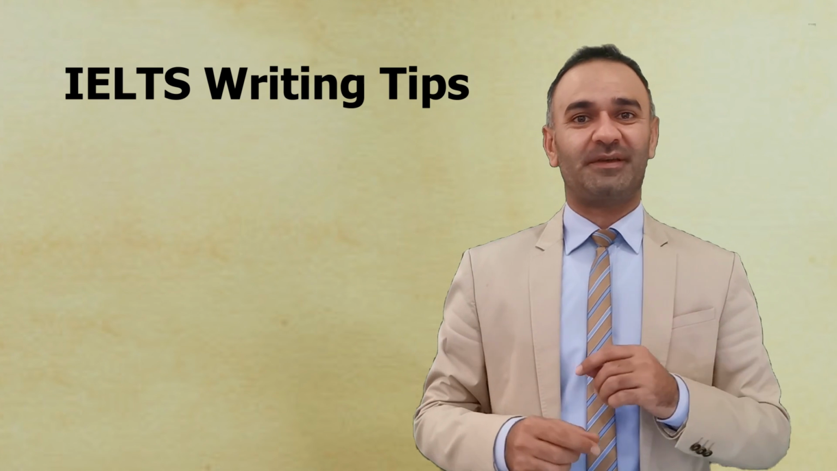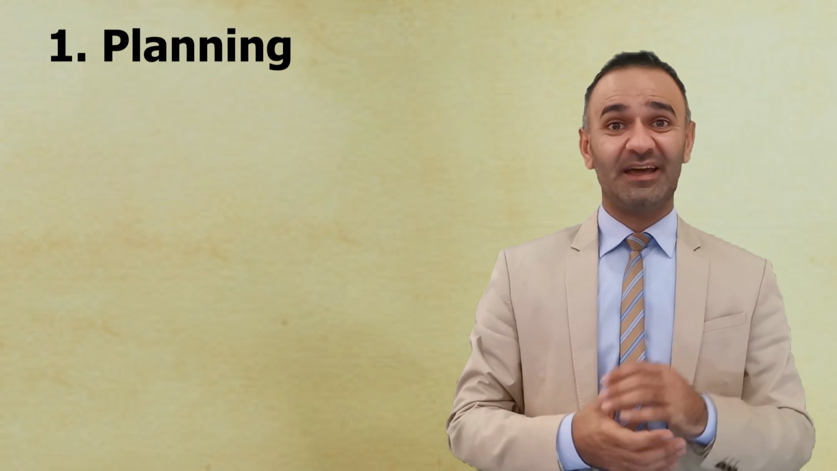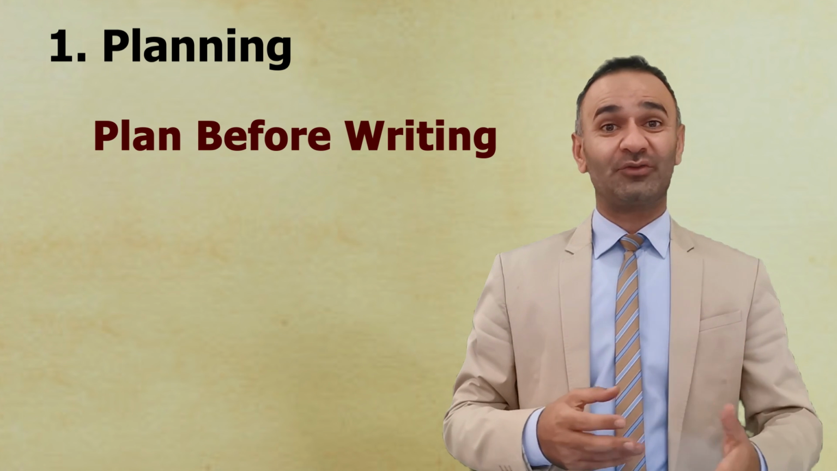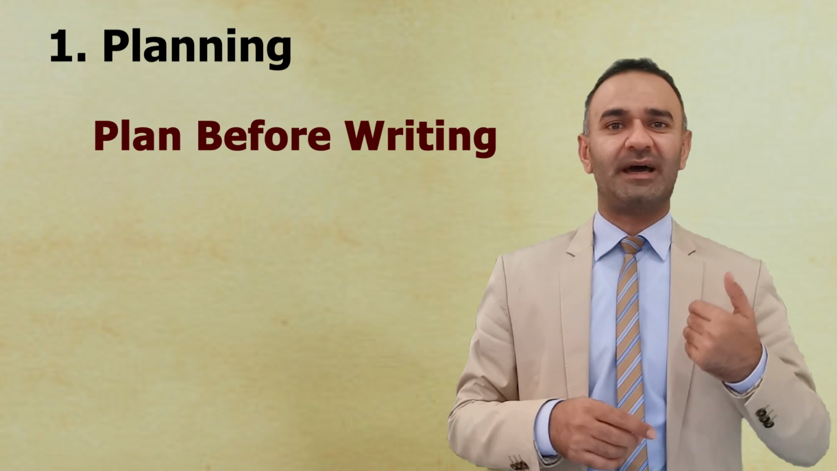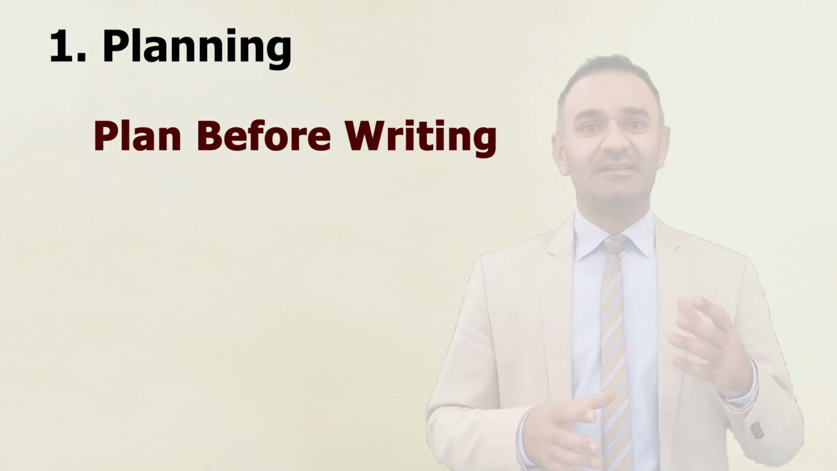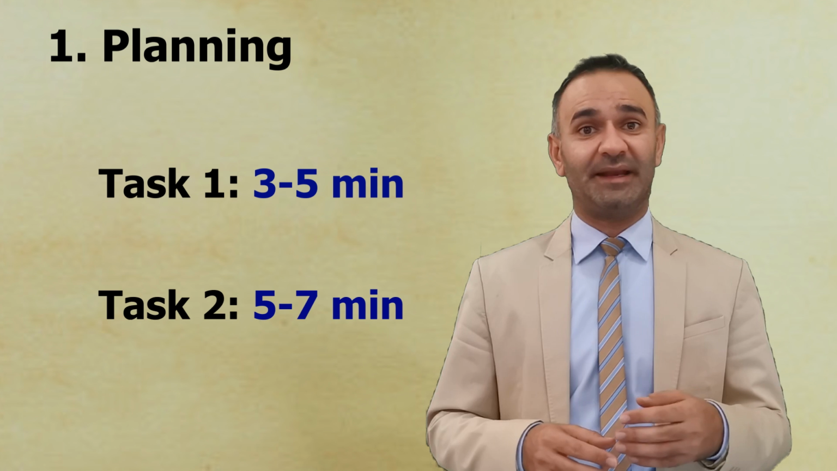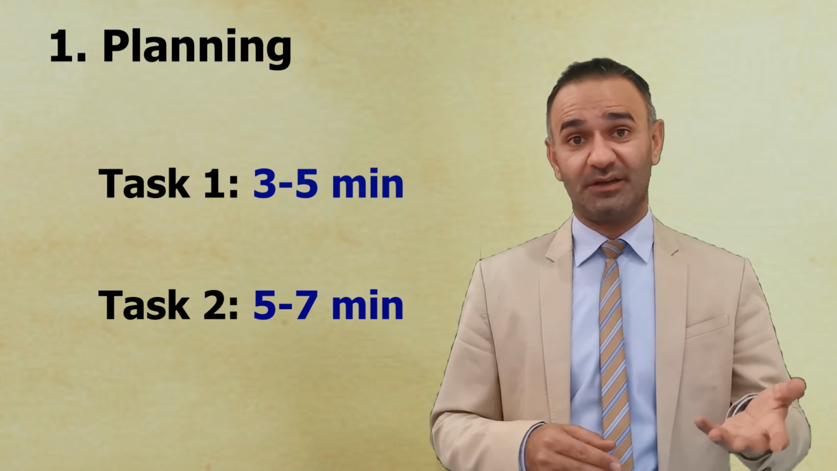Now I'll give you super tips on how to be successful and score higher in your IELTS writing test. The first tip would be planning. Try always to plan before you start writing. While you'll be feeling rushed to make sure you finish on time, it's better to take some time to plan your writing before you begin. Spend 3 to 5 minutes to plan your response to task 1 and 5 to 7 minutes to plan your response to task 2.